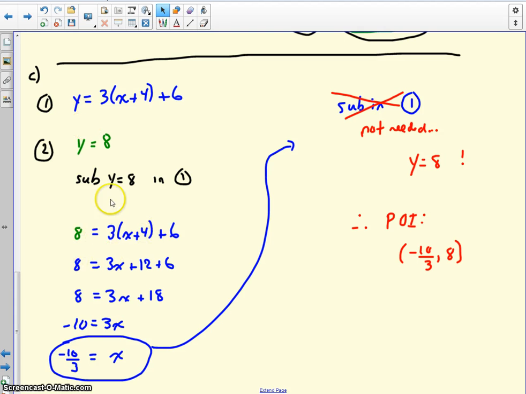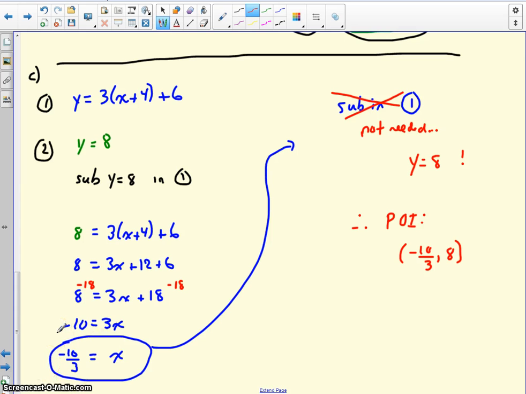And then I just had an equation involving x, so I just had to rearrange the equation and solve for x. So I expanded here to get 3x plus 12 plus 6, simplified to 3x plus 18 on the right side, subtracted 18 from both sides of the equation here. Again, I'm just trying to solve for x here. So I've got 3x equals negative 10, x equals negative 10 over 3. So that's the x value of that point of intersection.